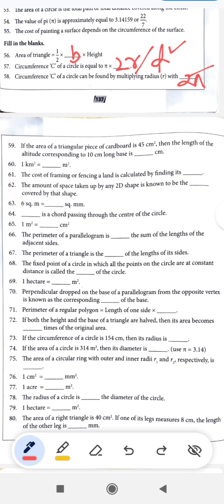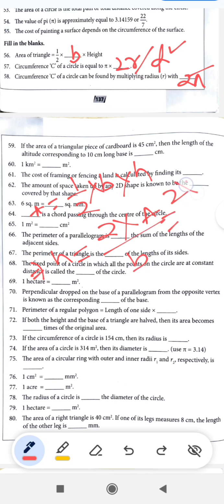If the area of a triangular piece of cardboard is 45 centimeter square, then the length of the altitude corresponding to 10 centimeter long base is dash centimeter. It is asking about the height, and we know area of a triangle is half into base into height. So the height will be 2 into area divided by base, that is 2 into 45 divided by 10. 5 9s are 45. So here your answer is 9 centimeter.